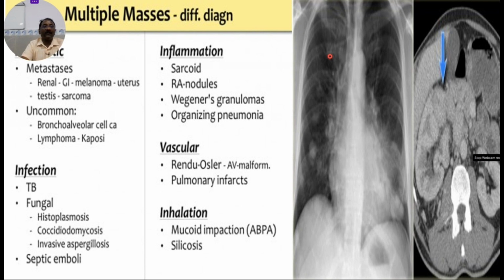So the multiple masses: metastasis, or some infections, or some inflammations, some vascular, some inhalations, etc. See the multiple masses here. So this is the one mass. This is one. Here. Here. So this is that multiple here. See here also. Multiple masses.